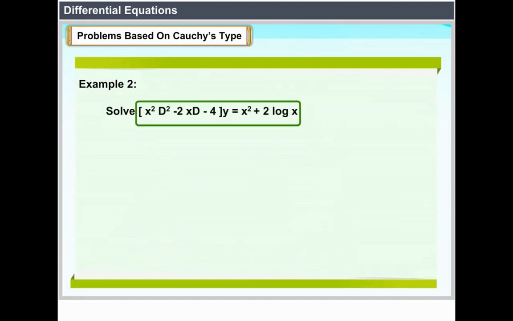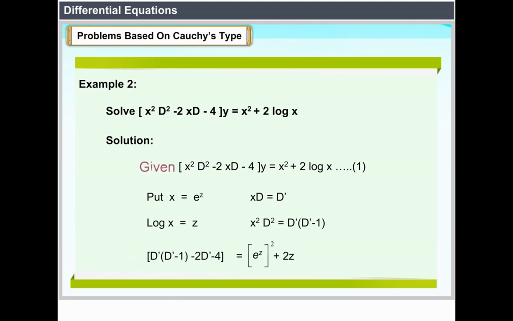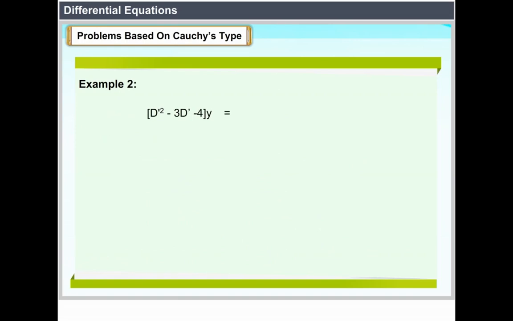Example 2. Solve x square D square minus 2xD minus 4 into y equal to x square plus 2 log x. Solution. Given x square D square minus 2xD minus 4 into y equal to x square plus 2 log x, called equation number 1. Put x equal to e power z. If we take log on both sides, we will get log x equal to z. Then xD equal to D dash, x square D square equal to D dash into D dash minus 1. D dash into D dash minus 1 minus 2D dash minus 4 equal to (e power z) the whole square plus 2z.